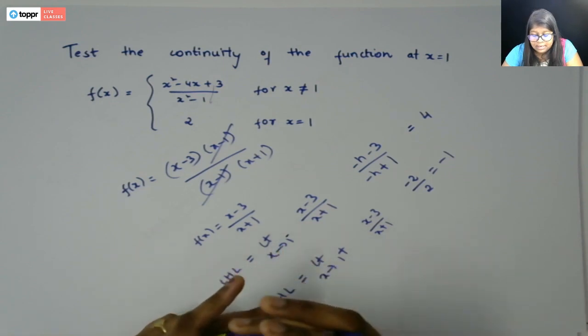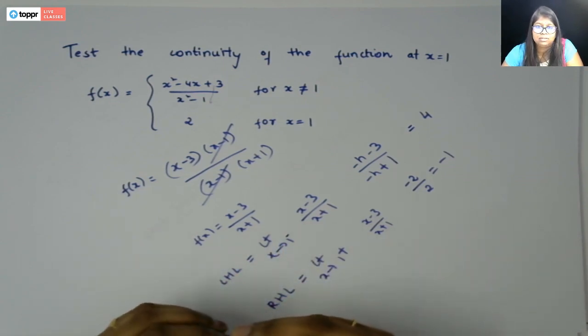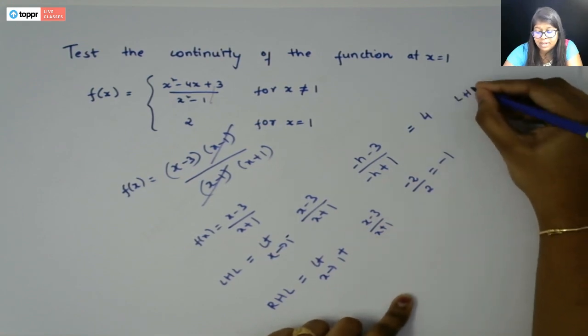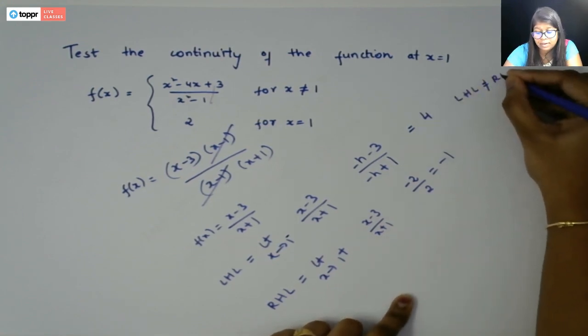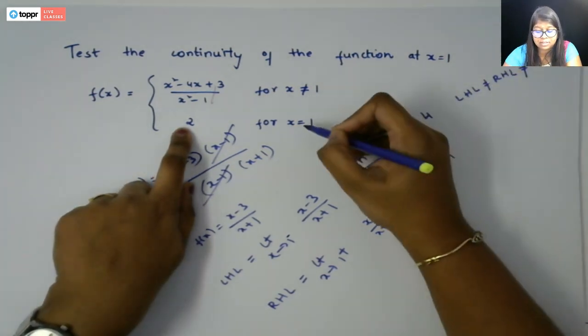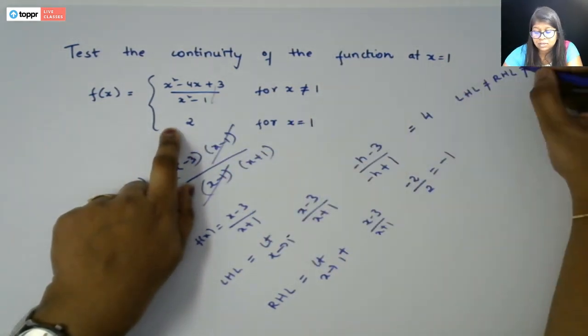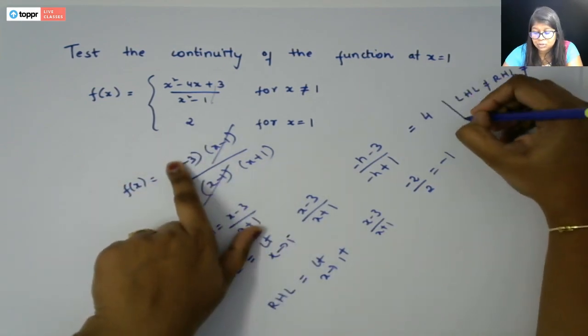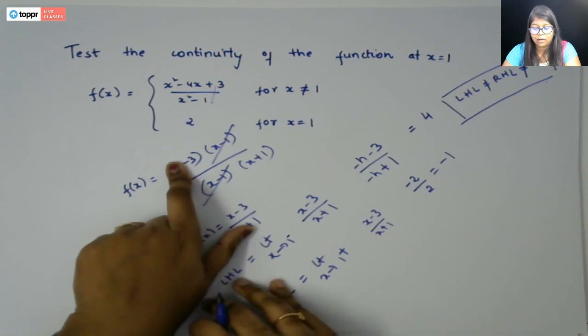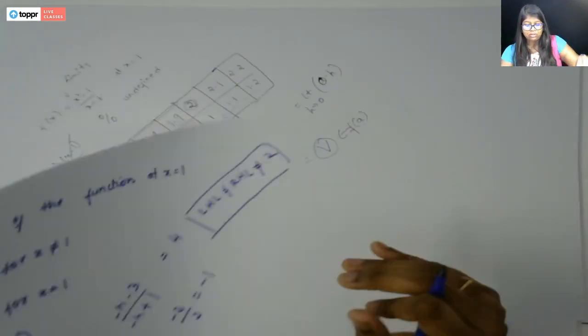This says that the function is discontinuous, because the left hand limit is not equal to the right hand limit, and also it is not equal to the value of the function. At x equals 1, the value of the function is 2, so it is not even equal to 2. So the function is discontinuous. Okay, I hope this is clear for you.